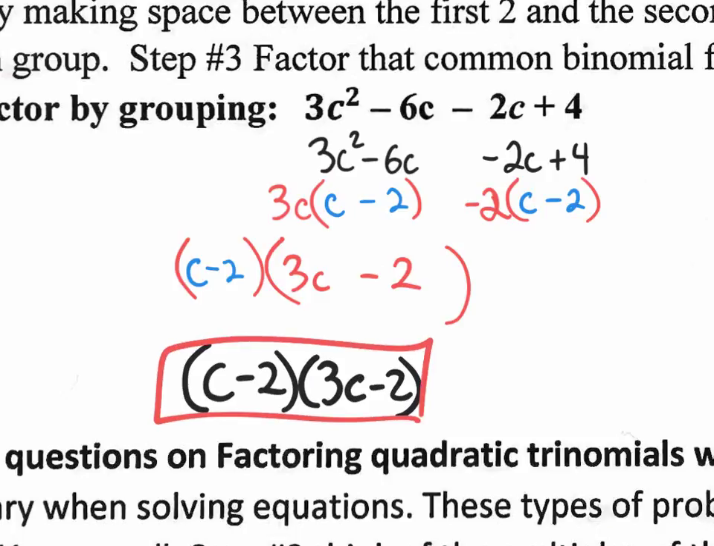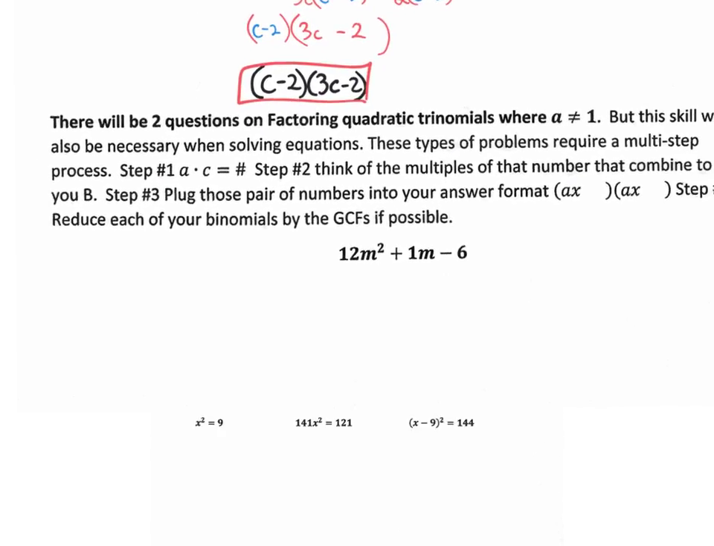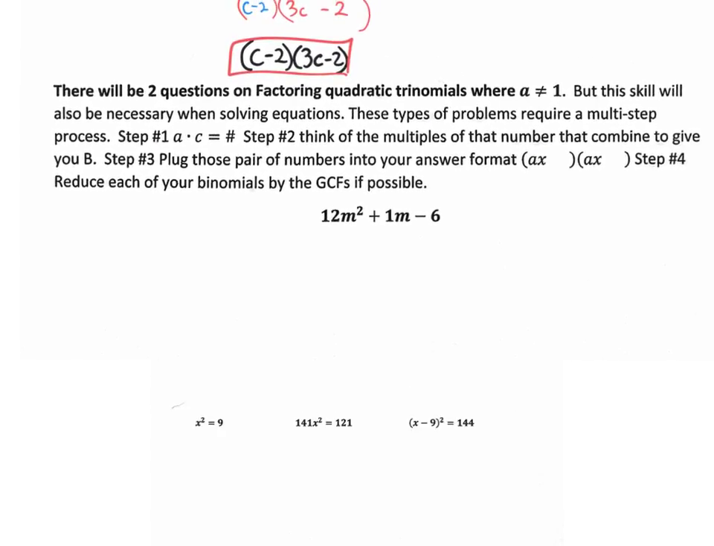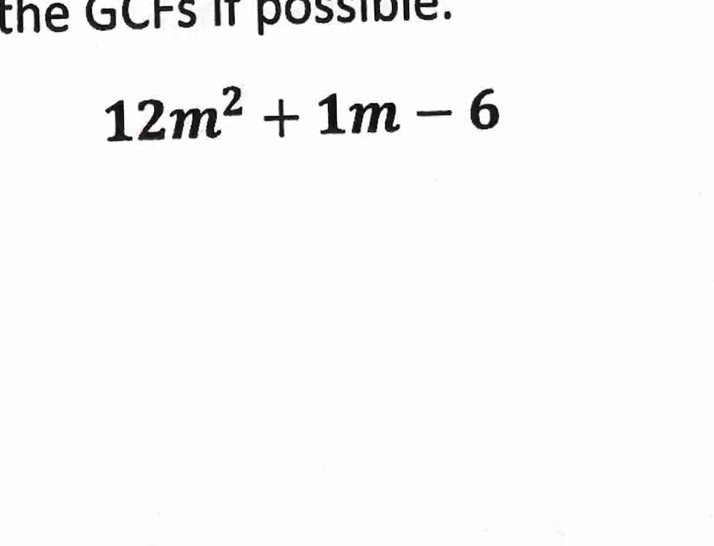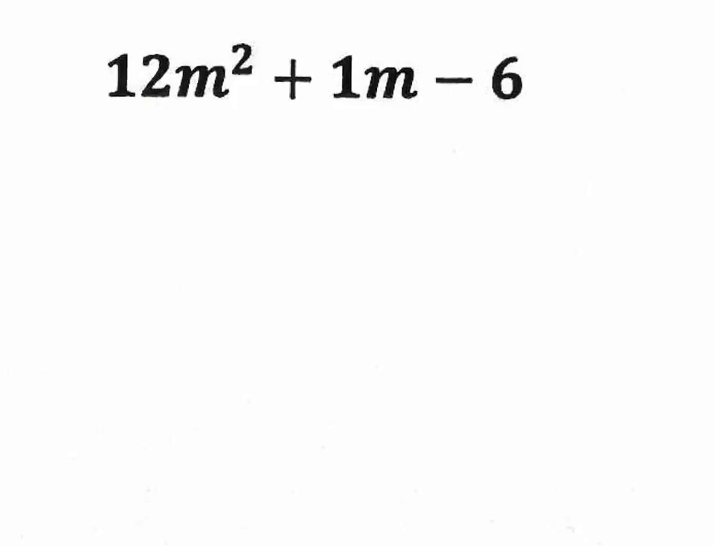Let's move on to the next type of question. There are going to be two questions on factoring quadratic trinomials where A is not 1. These are more challenging questions, kind of like the grouping. Notice that the A value is not 1, so we have to do that multi-step process, and I explain it in the paragraph above. But right here we're going to do step 1, which is to multiply A times C, and what do I get?